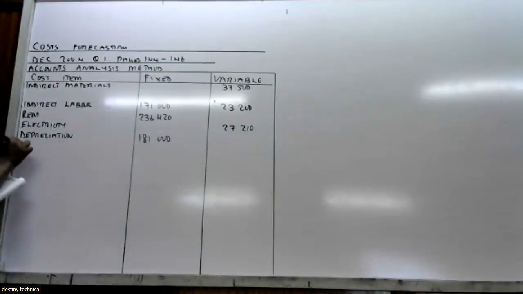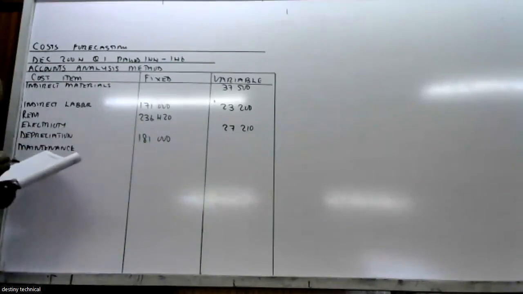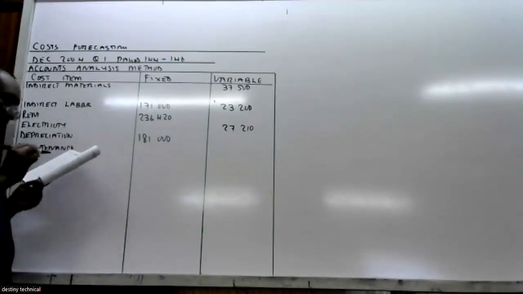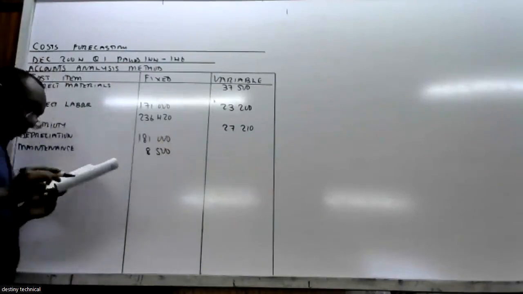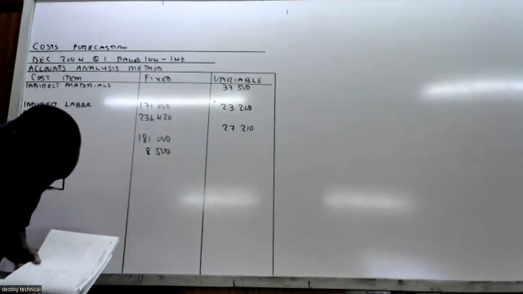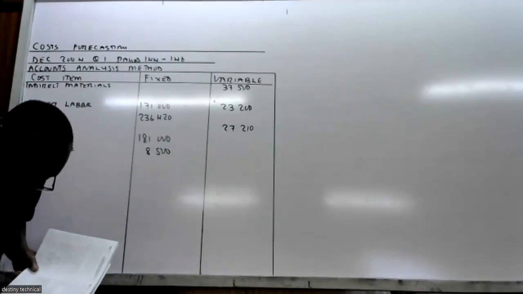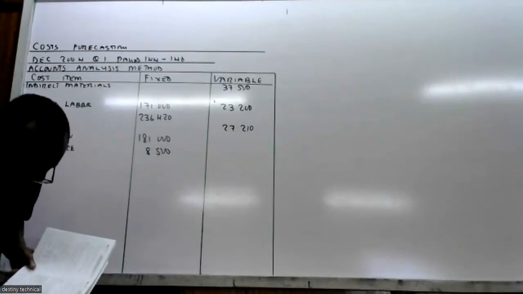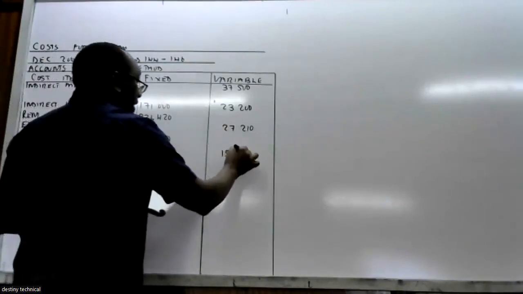There is maintenance. Maintenance of 8,500, that is fixed. So the variable, if you get from 24,330, you subtract 8,500, it is 15,830.